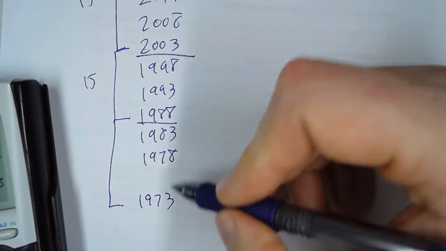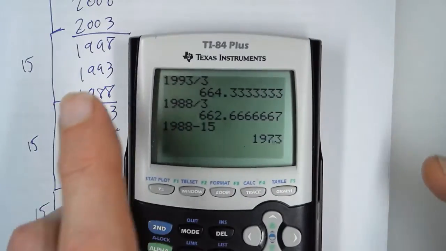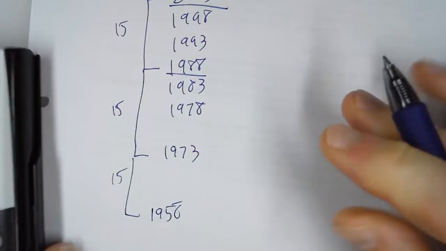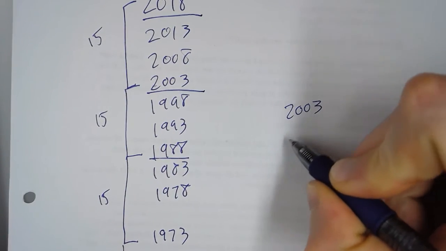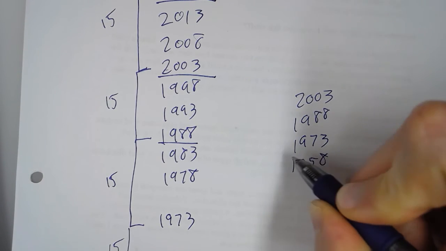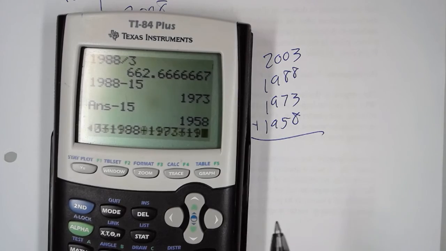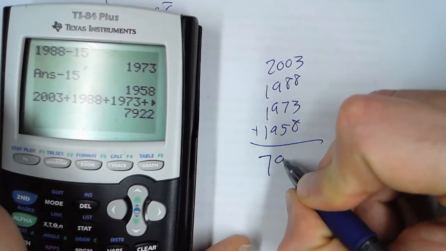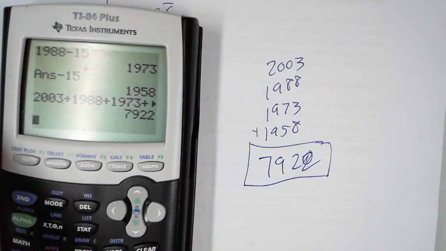So we've got 1, 2, 3. Now we need 4 of these numbers. So I need to take 1973 and subtract 15 again. Then we get 1958. Now we want the sum of the next 4 numbers less, so that's 2003, 1988, 1973, and 1958. And we get a total of 7,922. So there is our answer. And we're done.